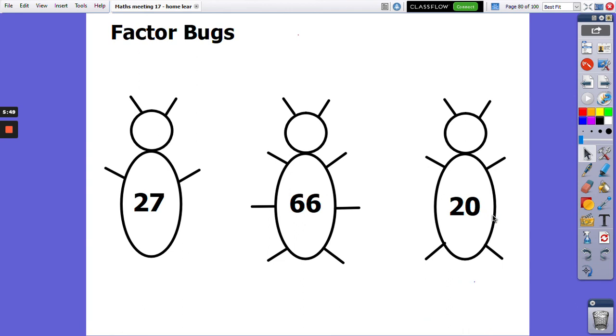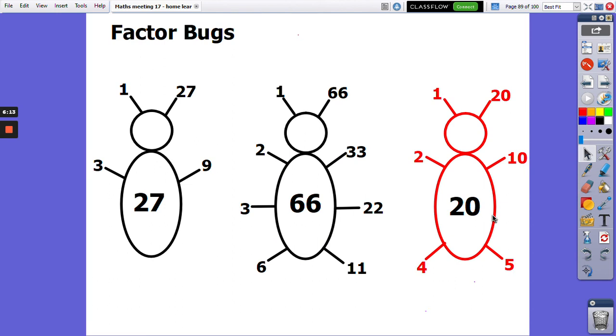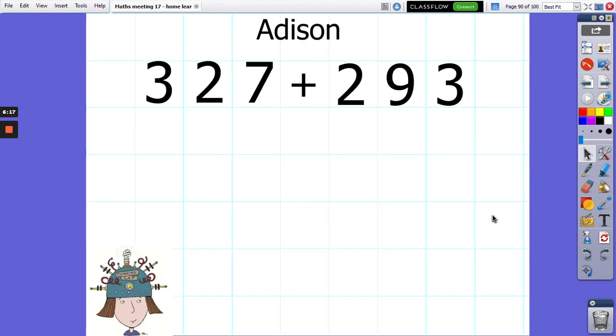Okay, we're going to start with 27. Remember, every number has 1 and itself as a pair of factors. So 1 and 27. 3 and 9. 66 now, we've got 1 and 66, 2 and 33, 3 and 22, 6 and 11. And 20 now, 1 and 20, 2 and 10, 4 and 5. Well done, if you've got all those factors correct.